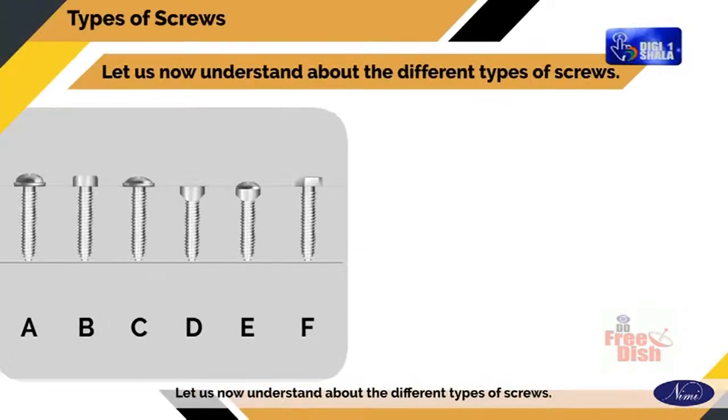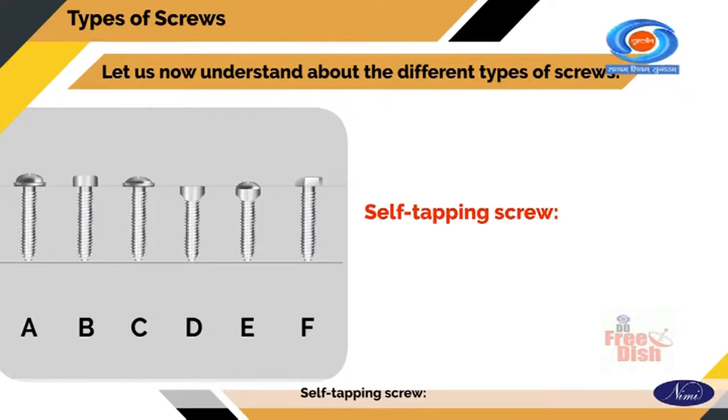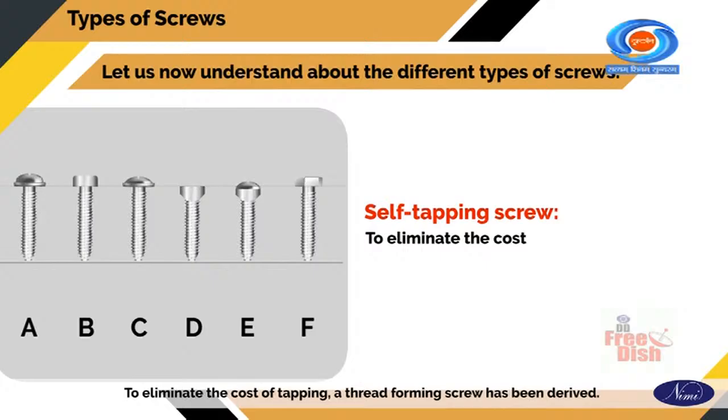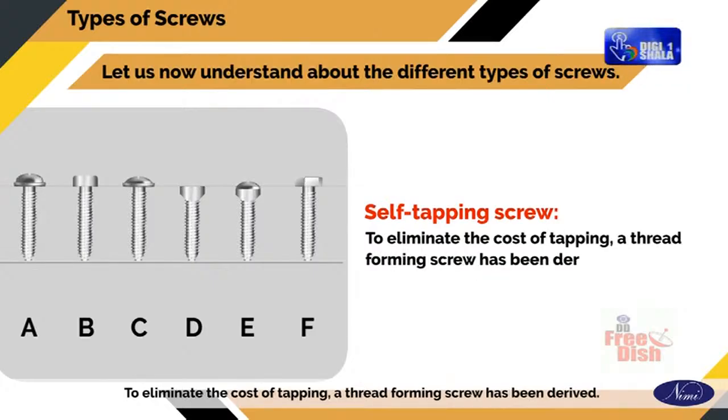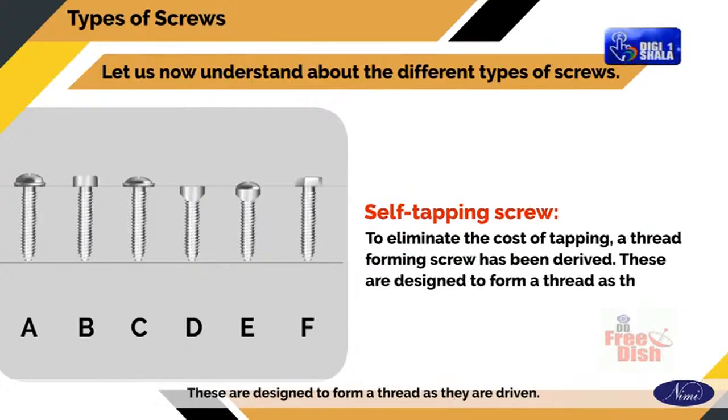Let us now understand about the different types of screws. Self-tapping screw. To eliminate the cost of tapping, a thread-forming screw has been derived. These are designed to form a thread as they are driven.